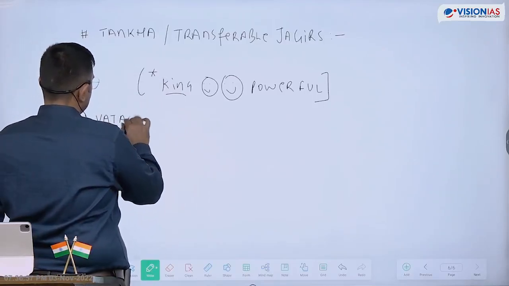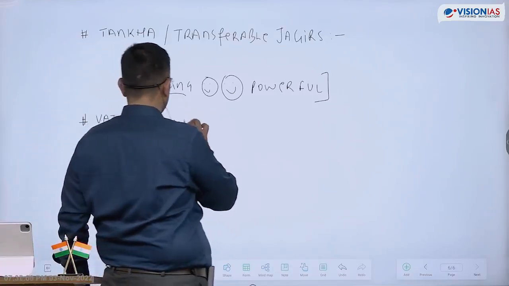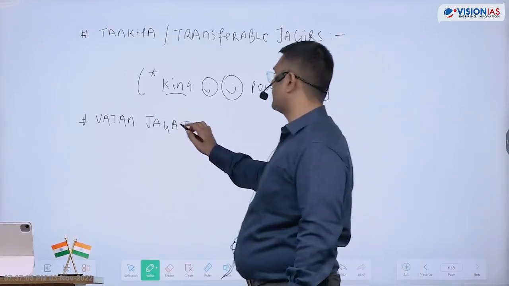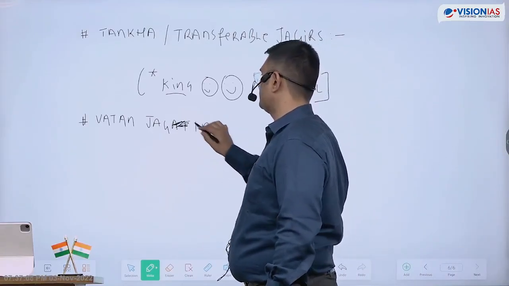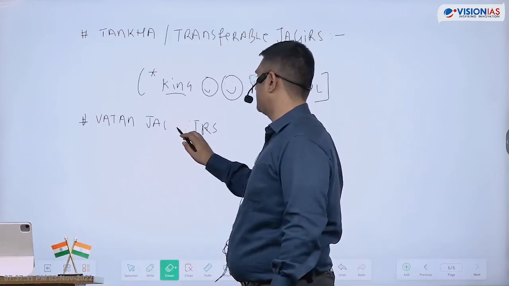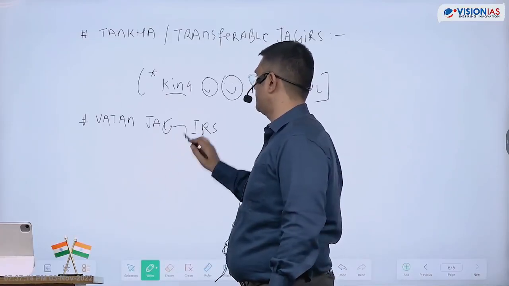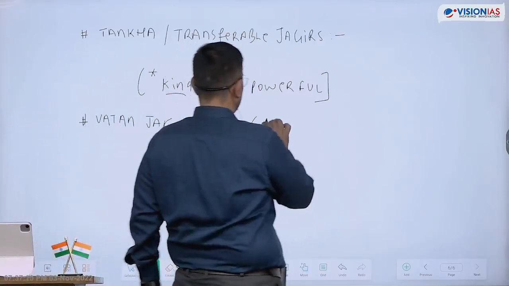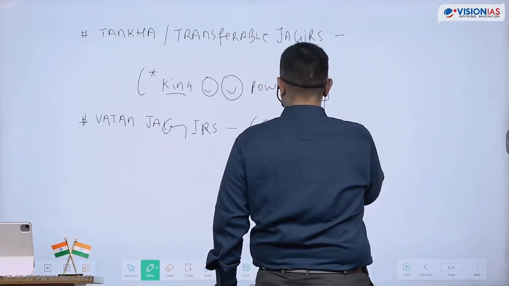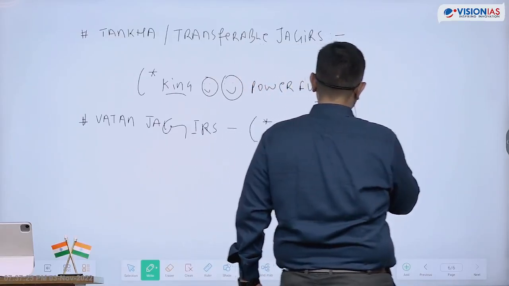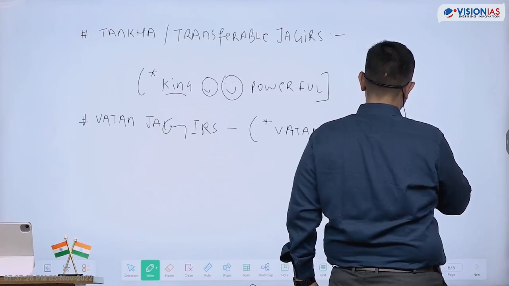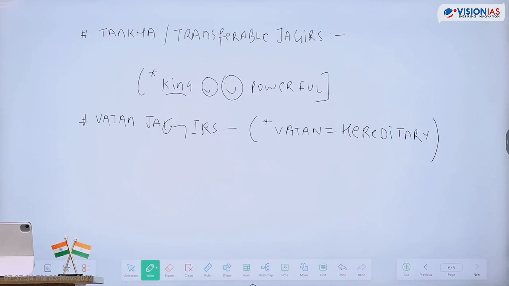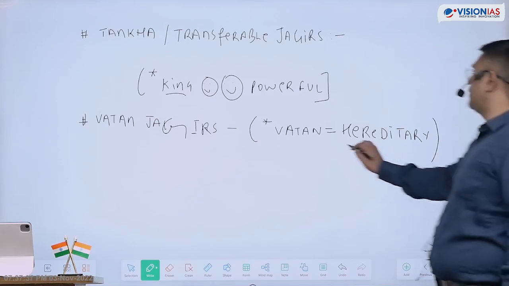Vatan Jagirs. You can write W also, WATAN, or V also. In brackets write dash in brackets. The word Vatan means hereditary, khandani. Vatan means hereditary, permanent, hereditary or permanent.